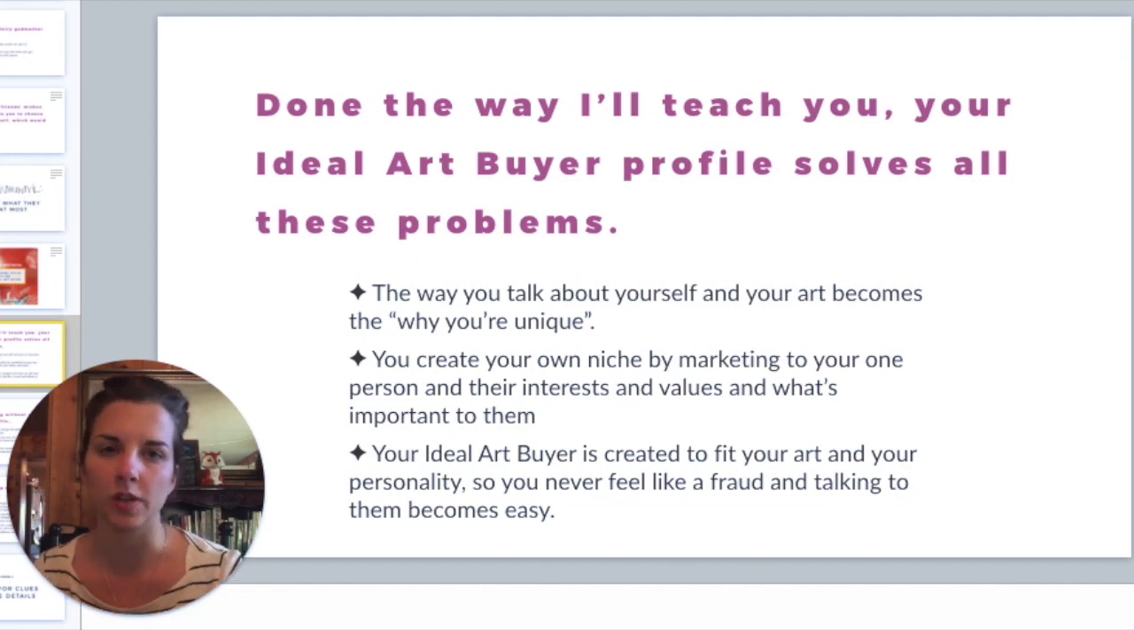The third problem it solves is it really helps you know what to talk about without sounding like a total phony and just spewing out stuff to try to randomly attract people to want to buy your art. You actually know how to talk to someone like they're a friend, like they're someone that you know and you specifically want to show them how your art is a good fit for them. It becomes more of a genuine, caring type of marketing than a hey, buy my stuff type of marketing.